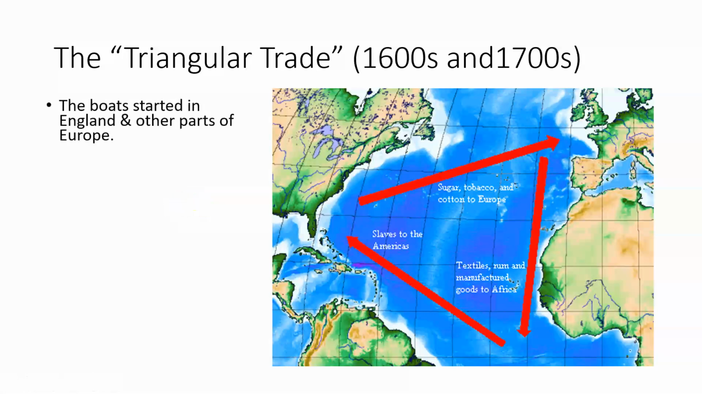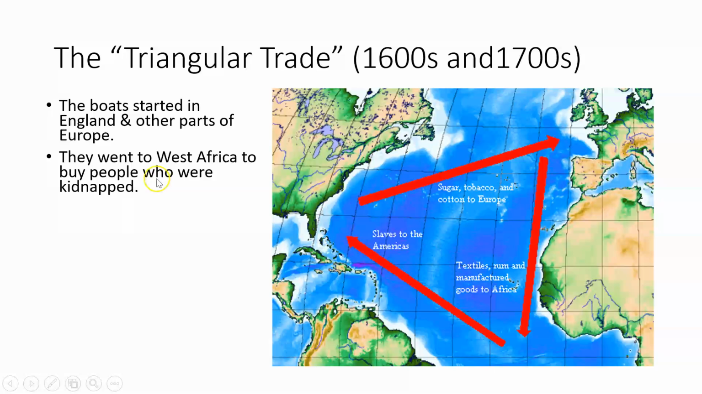This map shows the path of boats that used to travel for business in the 1600s and 1700s. The boats started in England here and in other parts of Europe. They went to West Africa to buy people who were kidnapped. Along the coast, they had business with people who would sell kidnapped Africans, and they would take those on their boats.